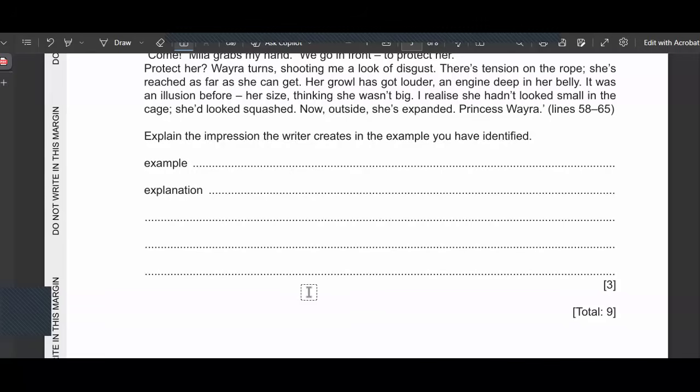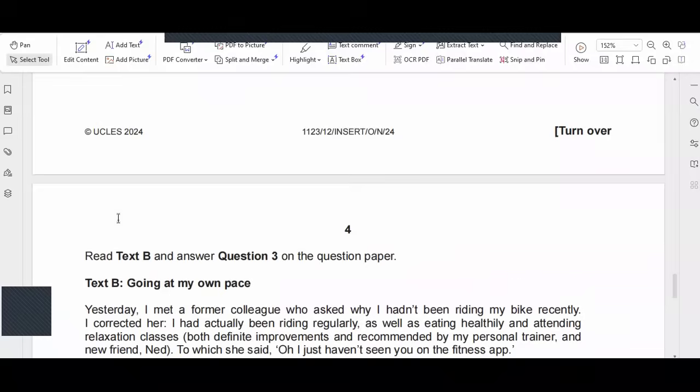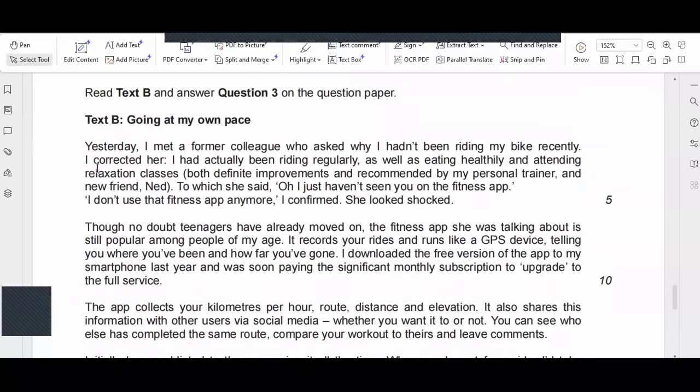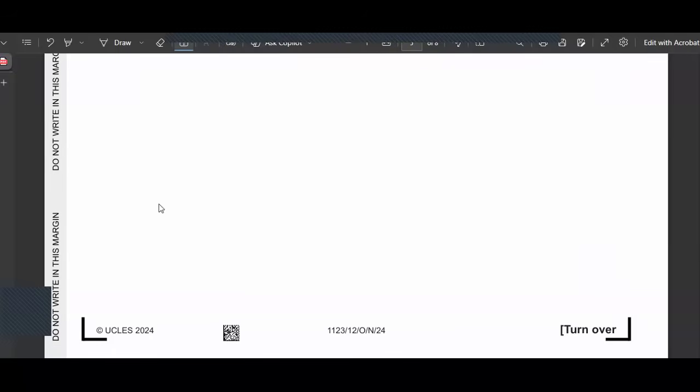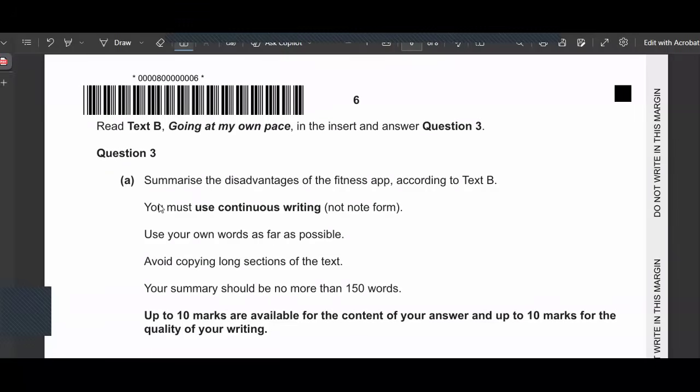Now we are going to move towards the next part of our paper one, that is basically section B. And for section B, we have to consult text B. Text B is basically about going at my own pace. So this section is of 25 marks and we are going to be assessed on the basis of summarizing. Remember, this time we don't have to summarize the entire text. We have to summarize a particular part of the text. So this is a selective summary.